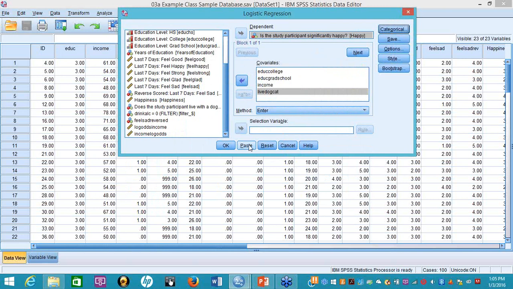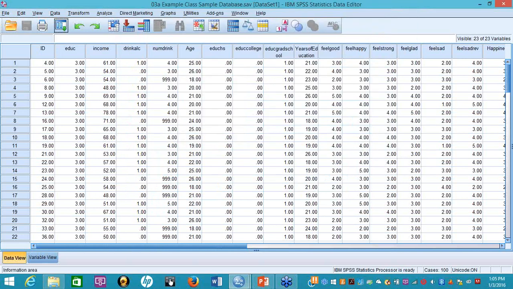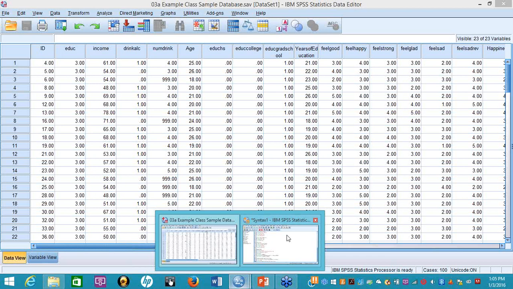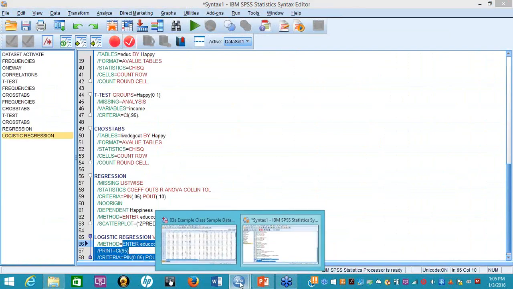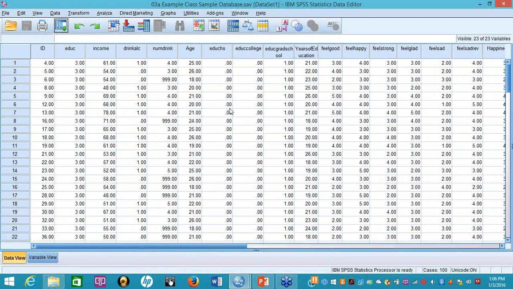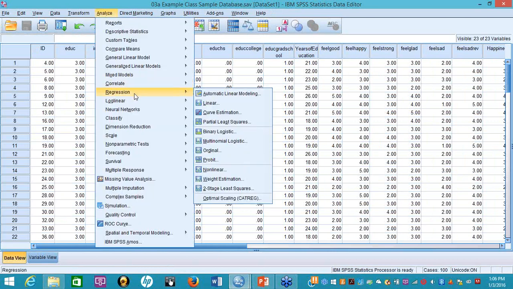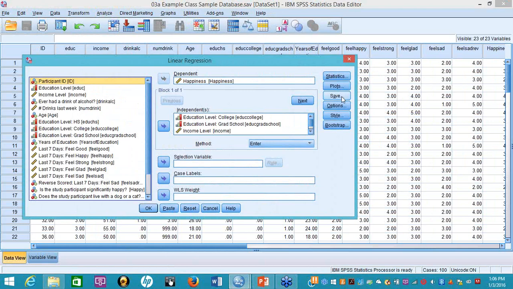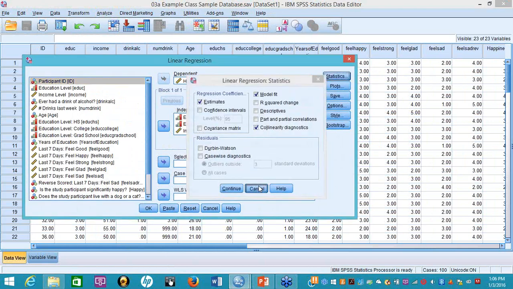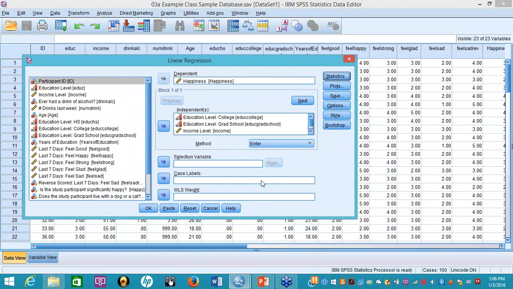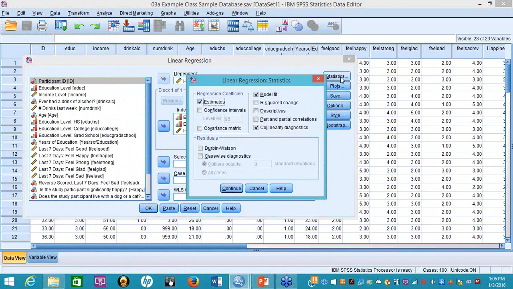So from here, we just click paste, right? And then we could highlight this and run it, and we get our output. Now, something worth mentioning is, you may recall when we did our linear regression, there was an option for the collinearity diagnostics to assess multicollinearity. Now, that's the one test assumption that we do need for the binary logistic model. Now, there is no option to click collinearity diagnostics in the binary logistic regression model.